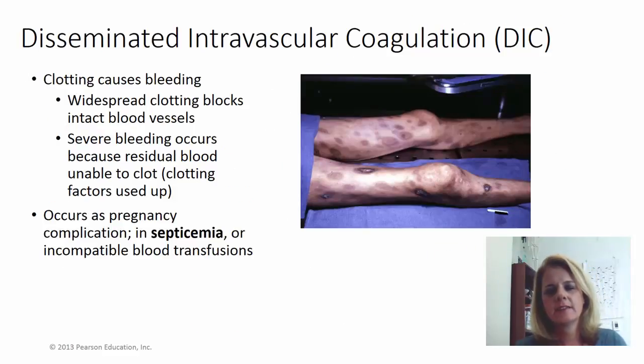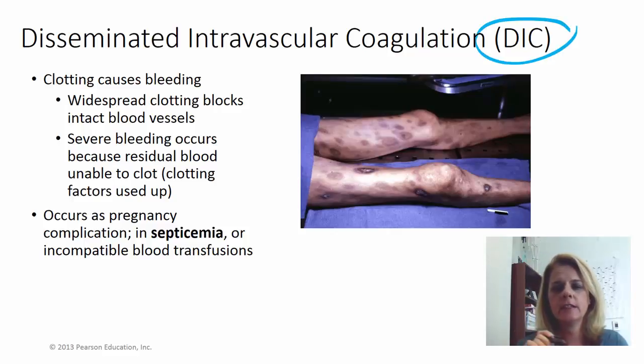So the other one is DIC, disseminated intravascular coagulation, which we call DIC because that's easier to say. And this is when clotting causes bleeding. So if you go back to that slide, I said this is when all things go wrong. So you've got this widespread clotting that's blocking these blood vessels.